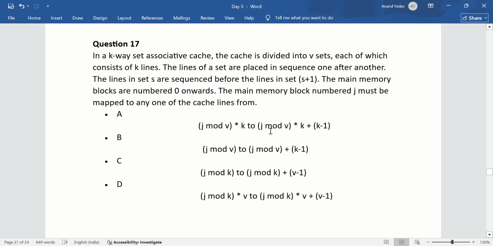It is the range. It gives the range of the set, because from 0 up to K minus 1 it is the range of the set to store the value. Now the next one: for this question, option A is correct and the remaining are not correct.